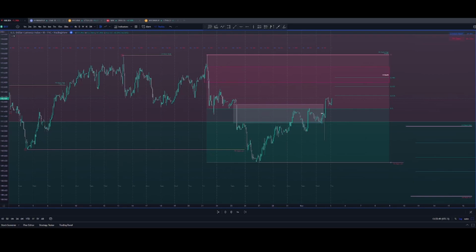Where are we? H1's here. So the H1 structure is here. We can see at this point it broke the H4 low, and then H1 breaks bullish. It's still bullish through here, still bullish. It's getting towards, if I run the replay forward a little bit.